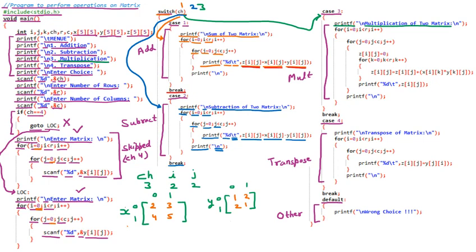Now there are three loops in multiplication. For I is equal to 0 to R, for J is equal to 0 to C, and every time we make Zij equal to 0. So Zij will become 0 every time. There will be one more loop, for K is equal to 0, K less than R, K plus plus, and this is the formula: Zij is equal to Zij plus Xik into Ykj.